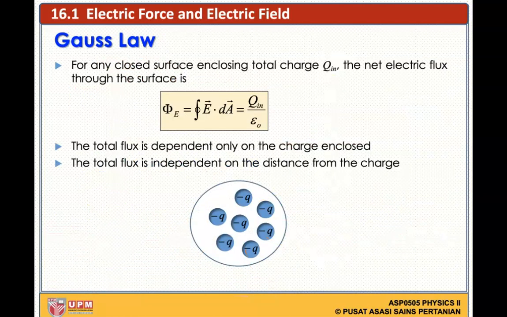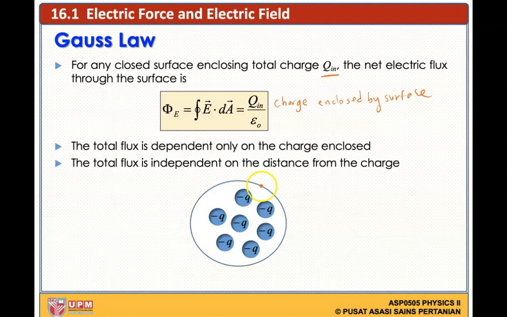Now Gauss's Law states that for any closed surface enclosing a total charge of Q in, the net electric flux through the surface is given by this equation. So the net electric flux is Q in, which is the charge enclosed by the surface, over epsilon naught, which is just a constant.